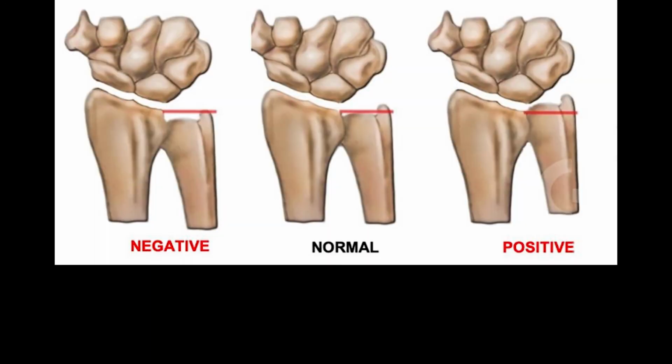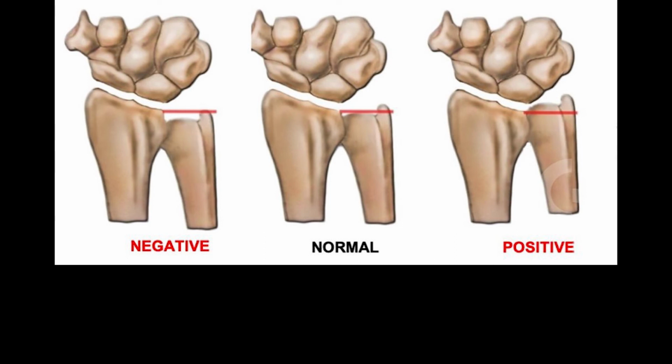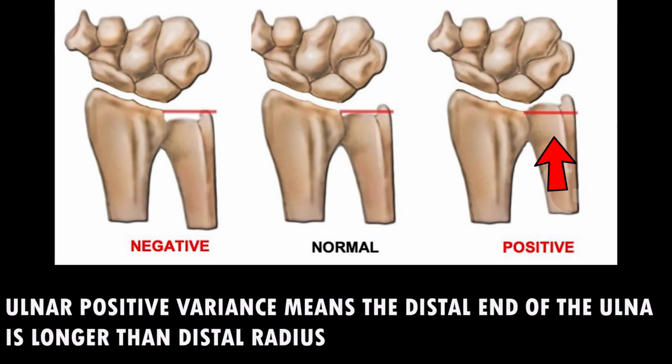Two terminologies I want to talk about. First is the ulnar negative variance. The ulnar negative variance means the ulna is short in comparison to the radius at the distal end. And ulnar positive variance means the distal ulna is longer than the distal radius.